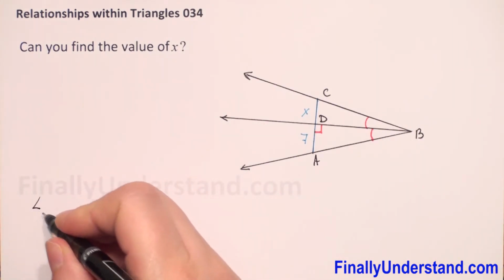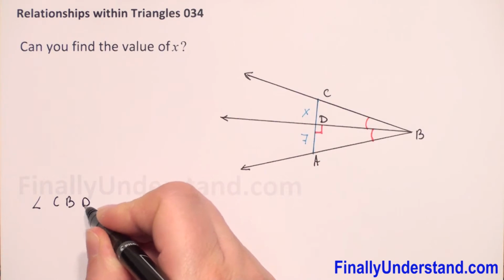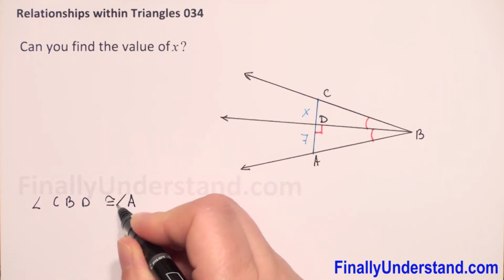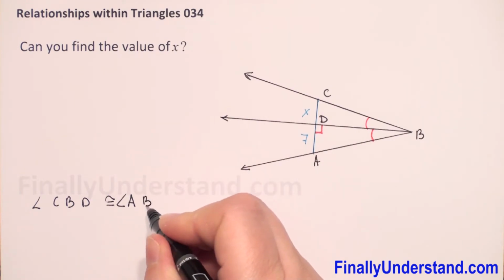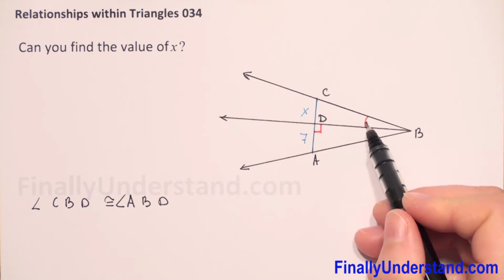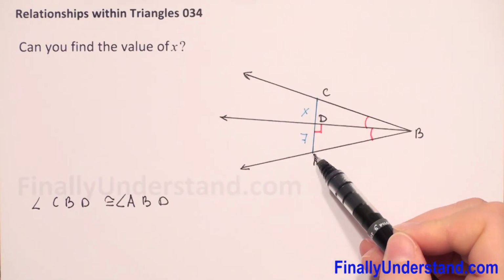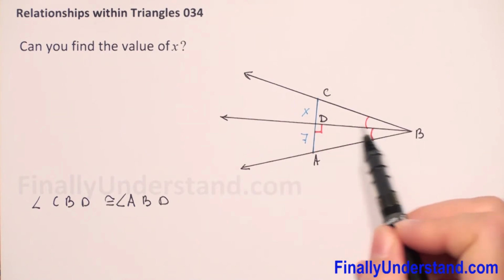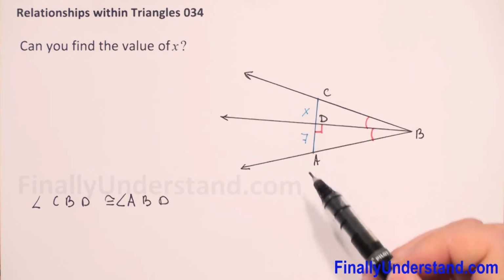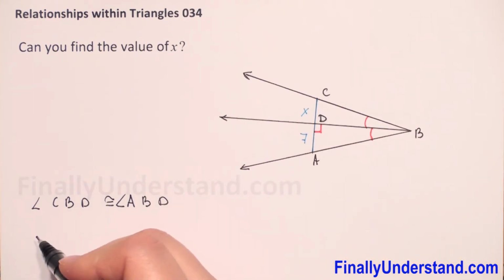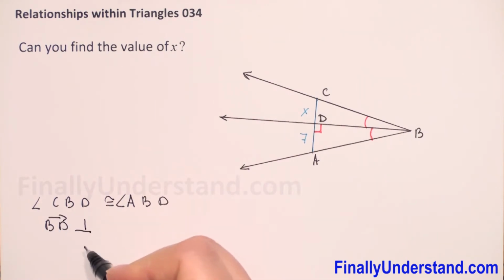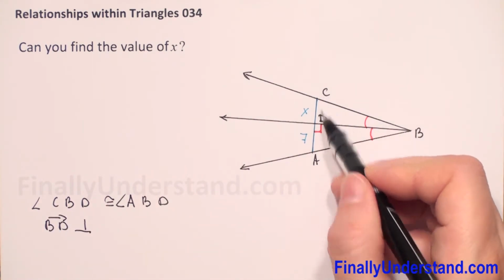We can write that angle CBD is congruent to angle ABD. Because we have these two red marks, we see that ray BD passes segment CA and we have a right angle. So we can write that ray BD is perpendicular to segment CA.